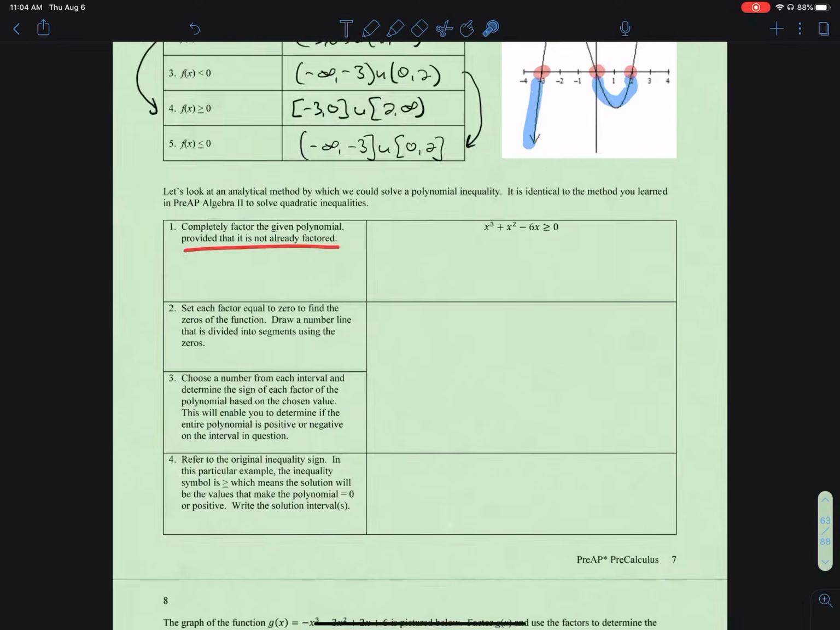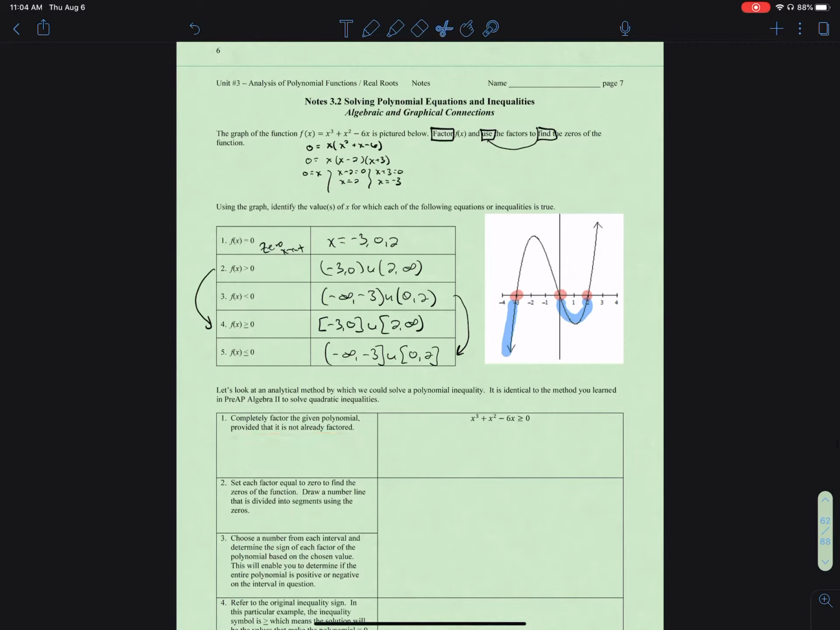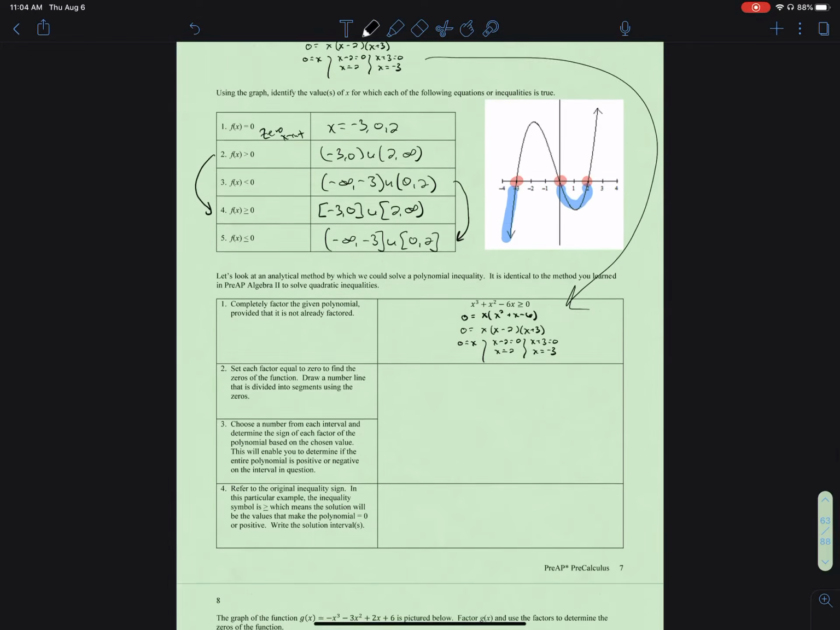So here are 4 steps. Step 1, completely factor the given polynomial, provided that it's not already factored. Well, look, we already did this. I'm just going to copy this down and put it down here. You are welcome. If you don't want to write this down again, just draw an arrow that, hey, you've already done this.